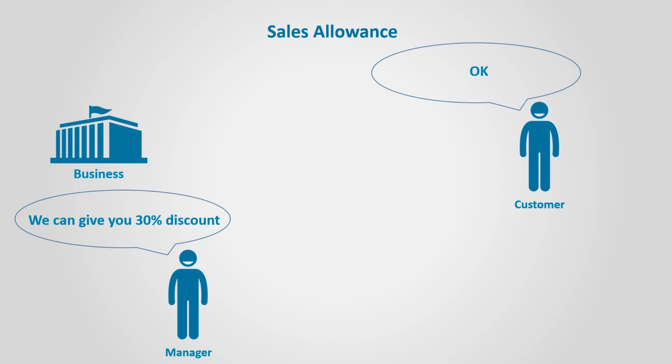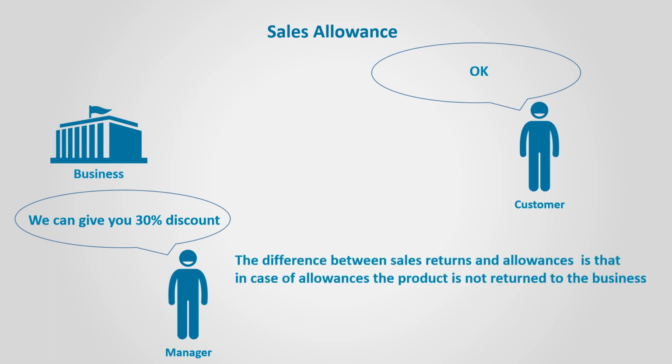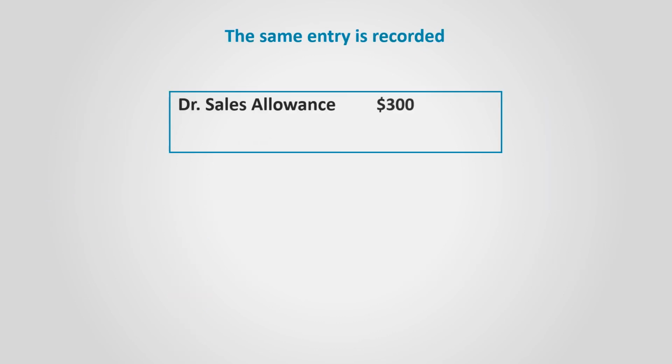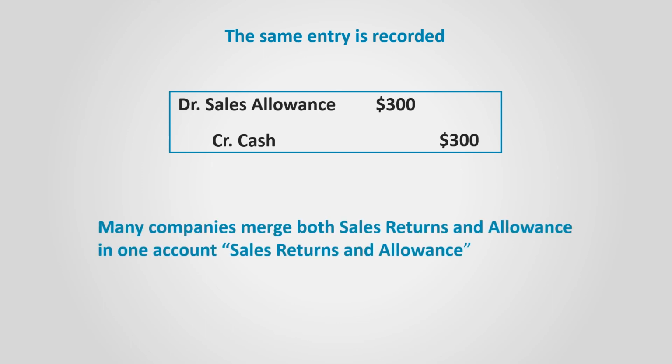Did you notice the difference between sales returns and allowances? In sales returns, the business receives the goods back. In sales allowances, the business does not take the goods back, but instead grants an allowance to the customer. The business debits sales allowances and credits accounts receivable. Notice that sales allowances is also a contra sales revenue account, just as sales returns. That is why many companies would merge both accounts together into one account, which is called sales returns and allowances.